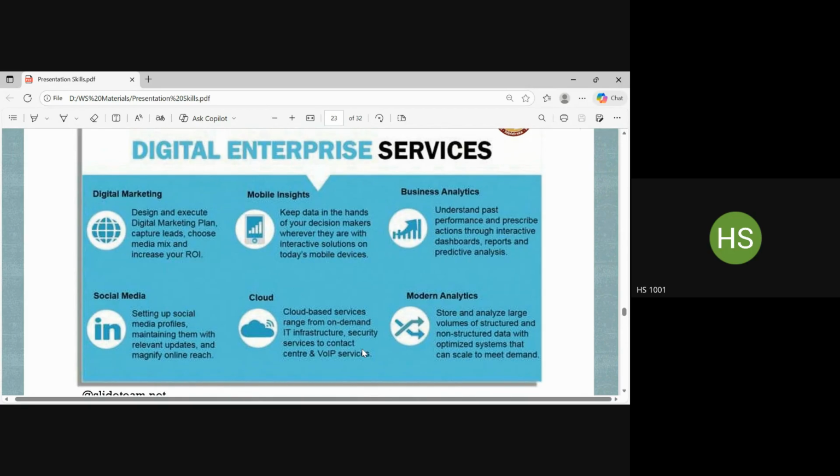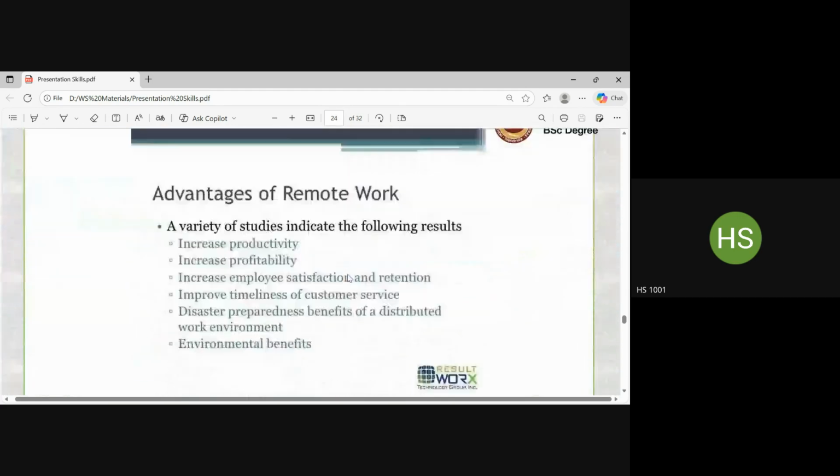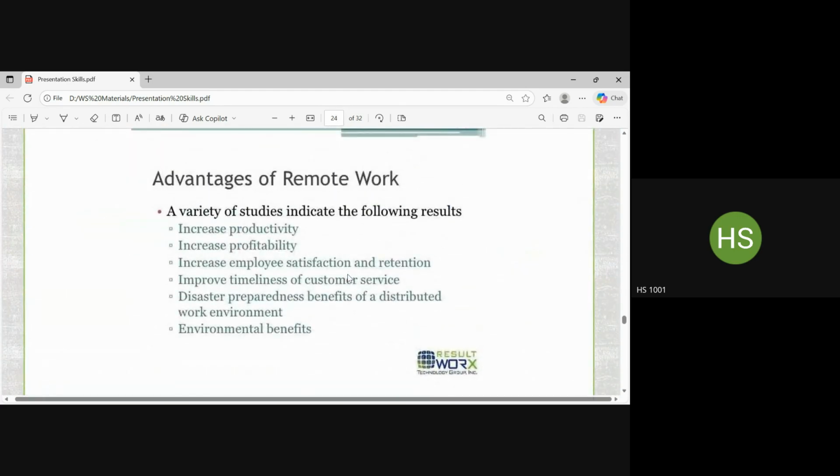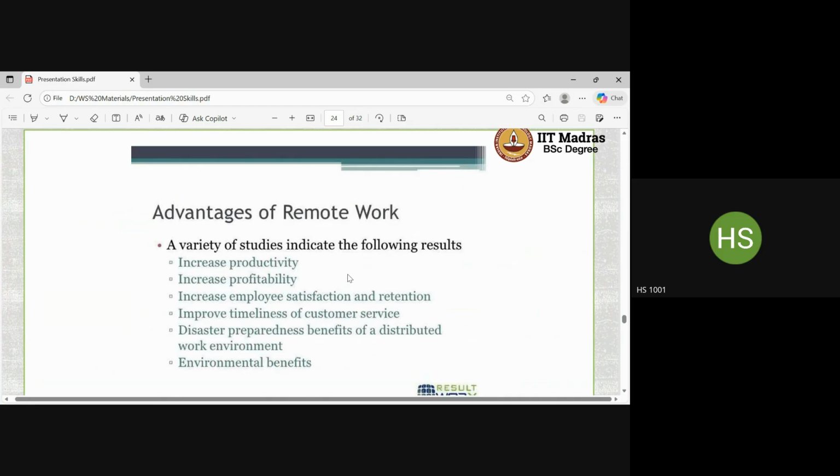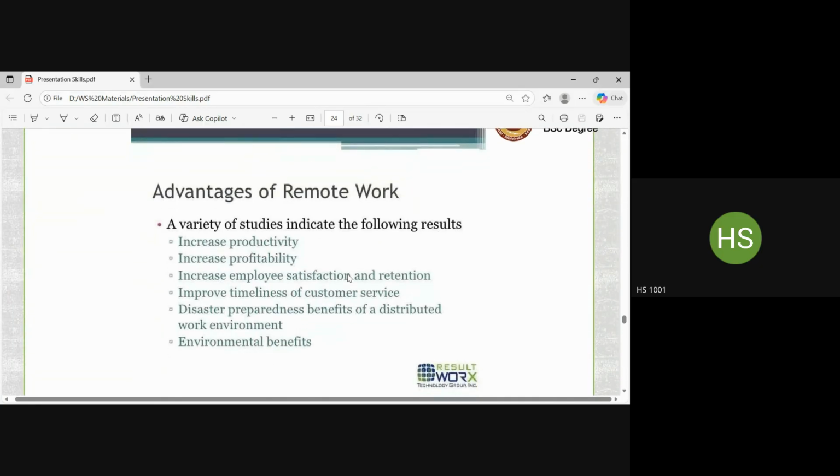So look at this slide. The content has simply been rearranged such that there is adequate white space between each point. Each point is set off using a little icon and an individual title. Let's look at this: advantages of remote work. This is a slide.